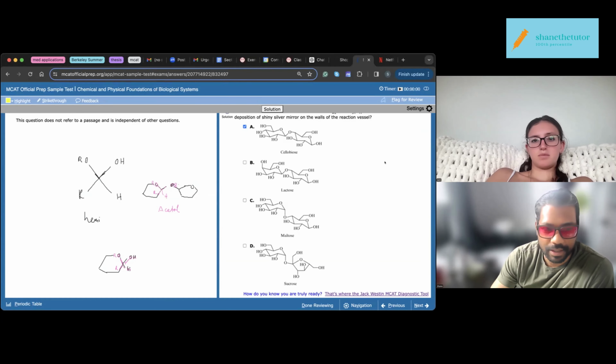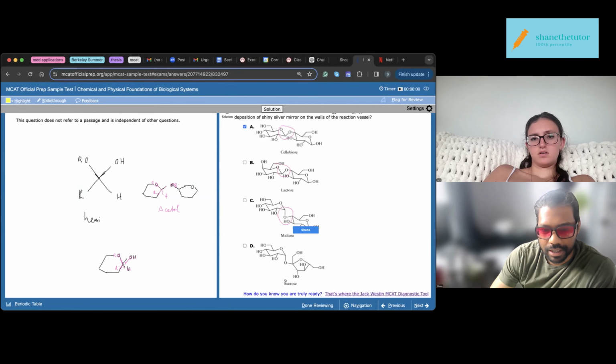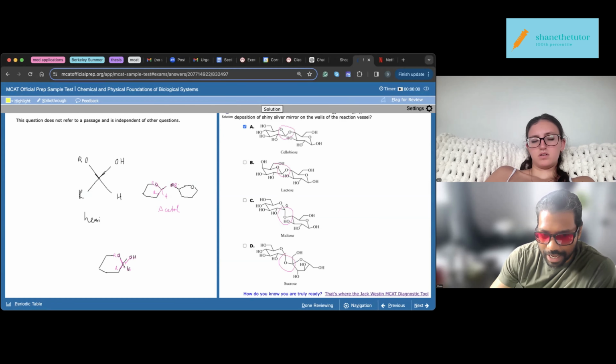So I have to look at something in the structure. One shortcut would be that glycosidic bonds are never going to be reducing because we don't have any free OH group.